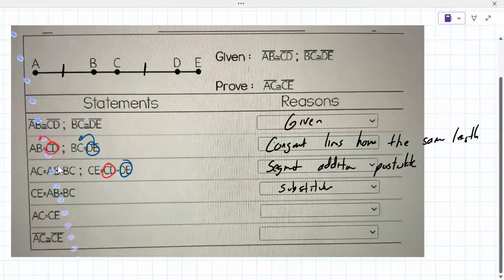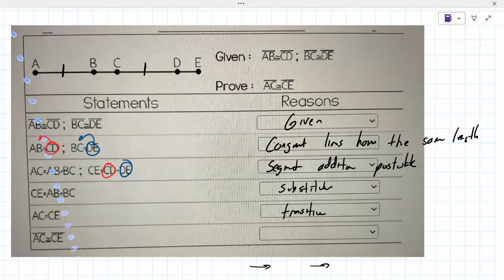Okay. All right. And then for the next one, it's kind of the same deal. Where does this even come from? Well, CE is equal to AB plus BC. AC is equal to AB plus BC. So they must equal each other. If AC equals this and AB equals this, when something leads to something leads to something, that is the transitive property. AC is really AB plus BC, and AB plus BC is really CE. That is transitive. One leads to the next, leads to the next.